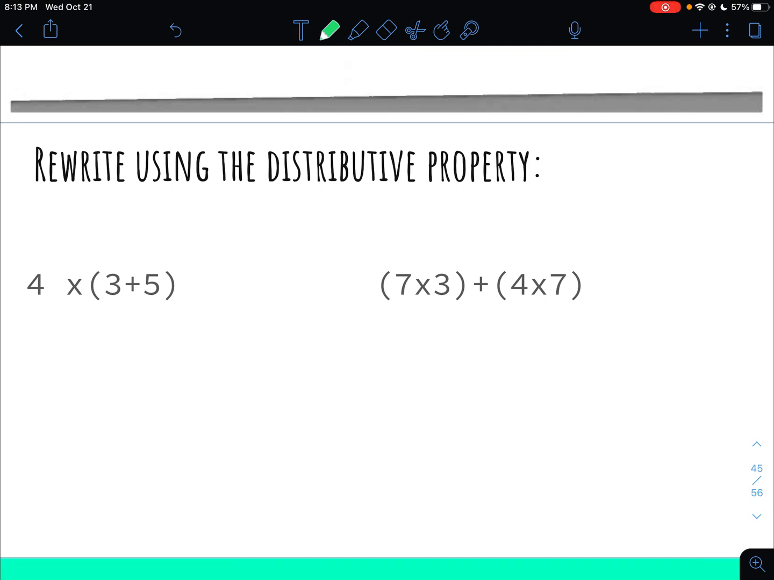So finding that warm-up for me, please. Okay, once you find it, I would like you to use the distributive property to rewrite these. So this one, you're just using the normal distributive property, and then this one's the reverse. So hopefully you remember how to do that. So pause and work on the warm-up for me.